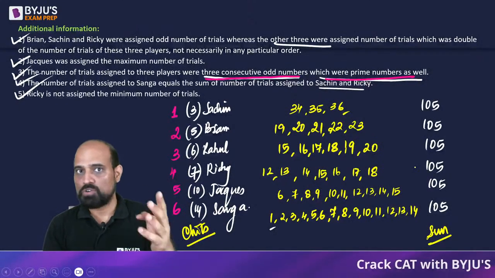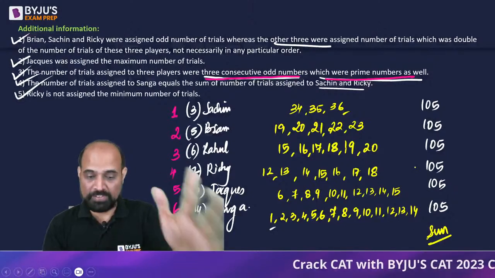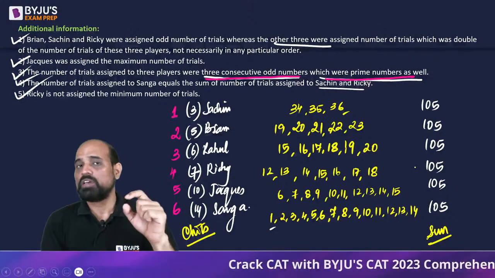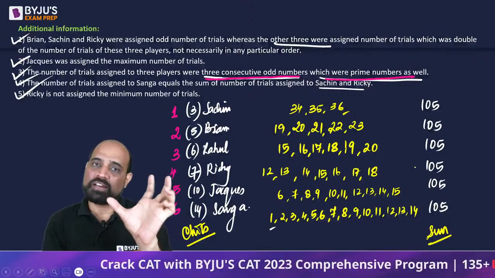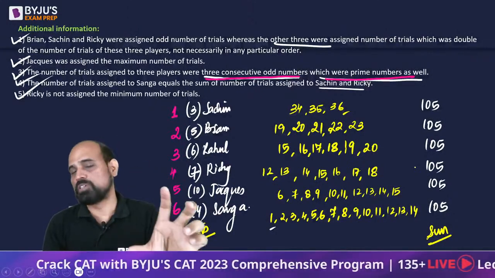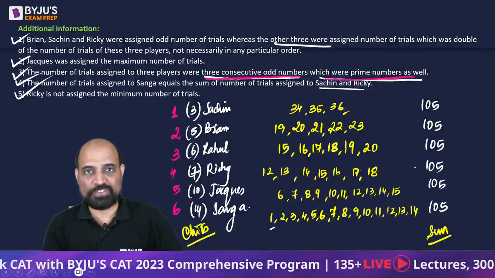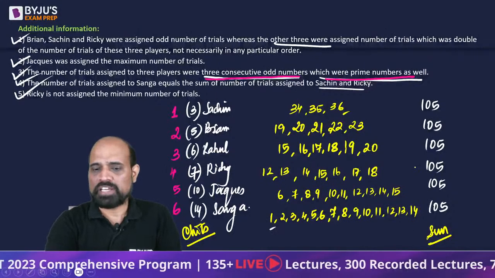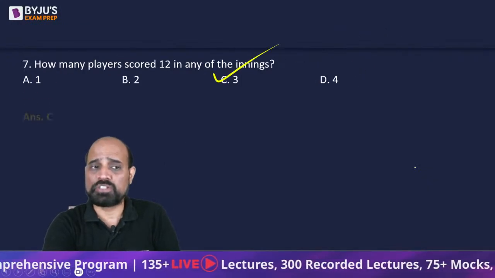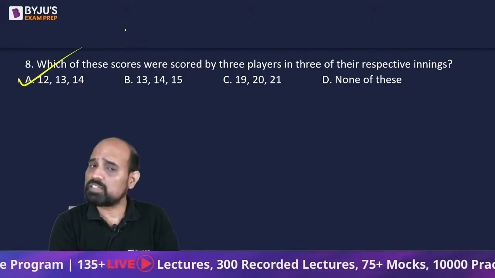क्वेश्चन यही था. Out of the given 4 options, which particular option are the runs or the numbers that are used in making 105 by 3 players or the 3 friends. तो 3 लोग हैं, रिकी, जैक एंड सांगा, they used 12, 13 and 14. A हो जाना चाहिए आंसर.